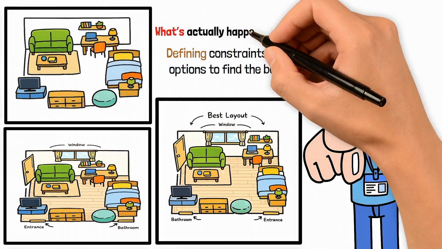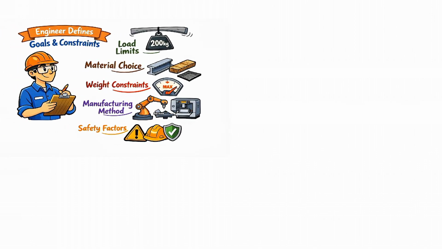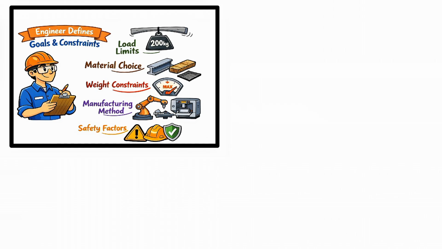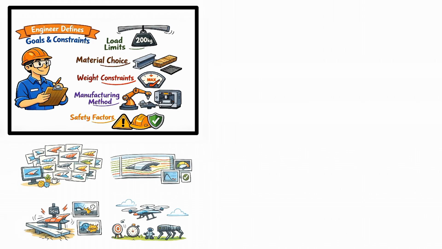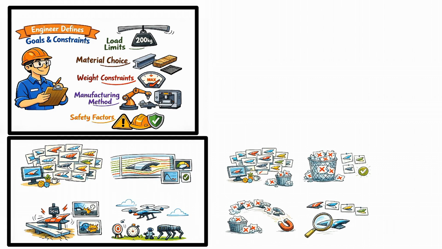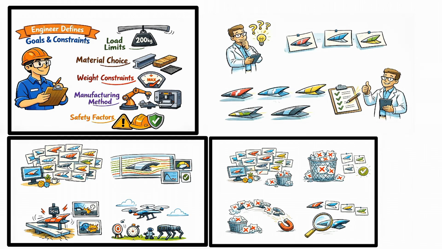What's actually happening here is simple. The engineer defines goals and constraints, such as load limits, material, weight, manufacturing method, and safety factors. The algorithm then generates thousands of design variations, evaluates them using physics-based simulations, and filters out weak or inefficient options. The result isn't one perfect design. It's a set of high-performing candidates for the engineer to choose from.